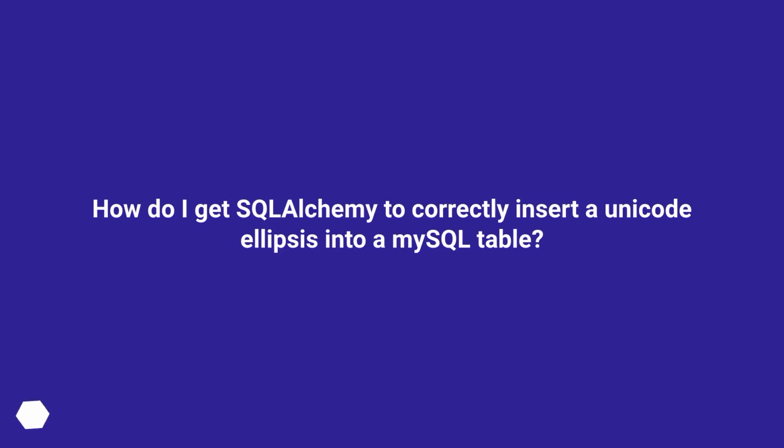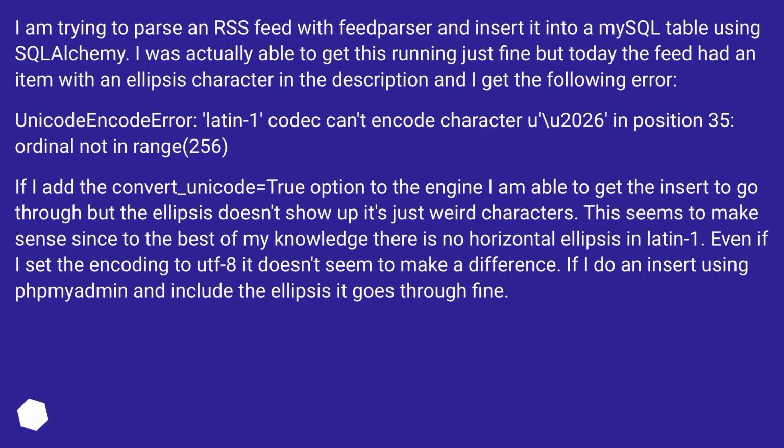How do I get SQLAlchemy to correctly insert a Unicode ellipsis into a MySQL table? I am trying to parse an RSS feed with FeedParser and insert it into a MySQL table using SQLAlchemy. I was actually able to get this running just fine, but today the feed had an item with an ellipsis character in the description and I get the following error.